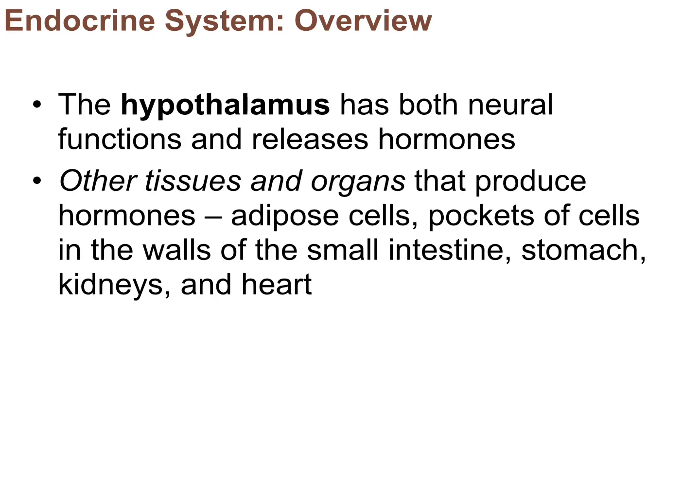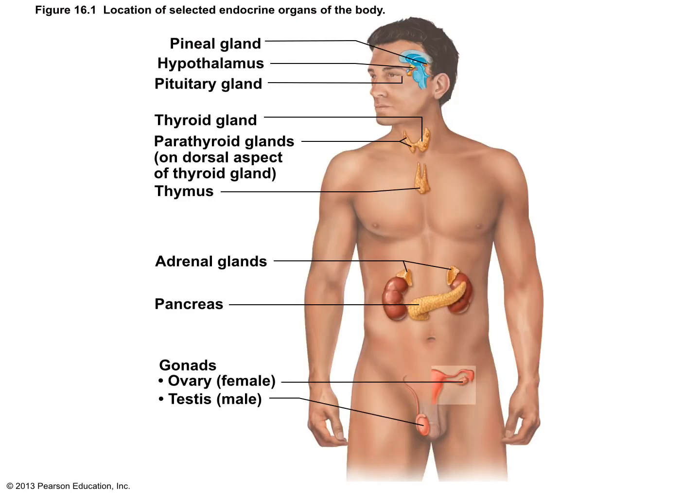Now, the hypothalamus is what controls the endocrine system. It does release hormones. It makes some hormones and stores some in the posterior pituitary, but it controls both the anterior and posterior pituitary, and we'll be getting a little more detail on that control system in just a little bit here. This just shows an overview of the different endocrine glands.